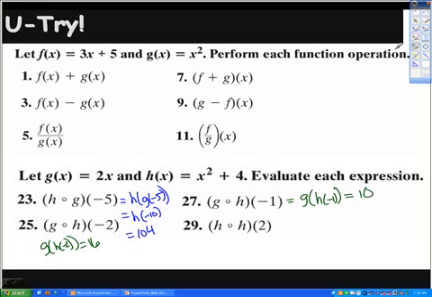And then finally, let's do number 29. h of h of 2. We can actually do this. That means h of h of 2. That says put 2 into h and see what you get. Well, if I put 2 in, I get 4 plus 4 is 8, so I just got 8 for h of 2. Now it says put 8 into h. Well, if I put 8 into h, I get 64 plus 4. That is, what, 68? And there we go. Again, if you need more time with these, press pause.